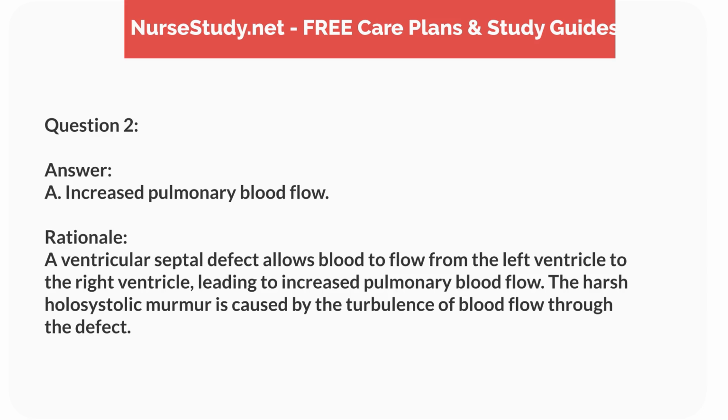Rationale: A ventricular septal defect allows blood to flow from the left ventricle to the right ventricle, leading to increased pulmonary blood flow. The harsh holosystolic murmur is caused by the turbulence of blood flow through the defect.